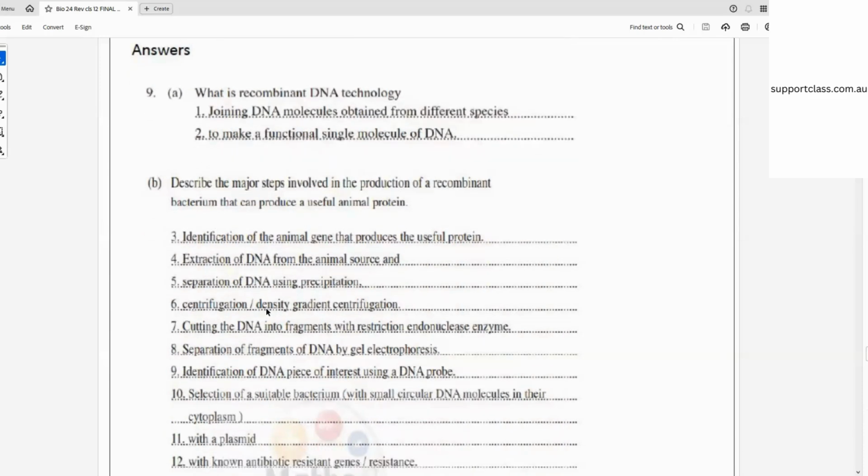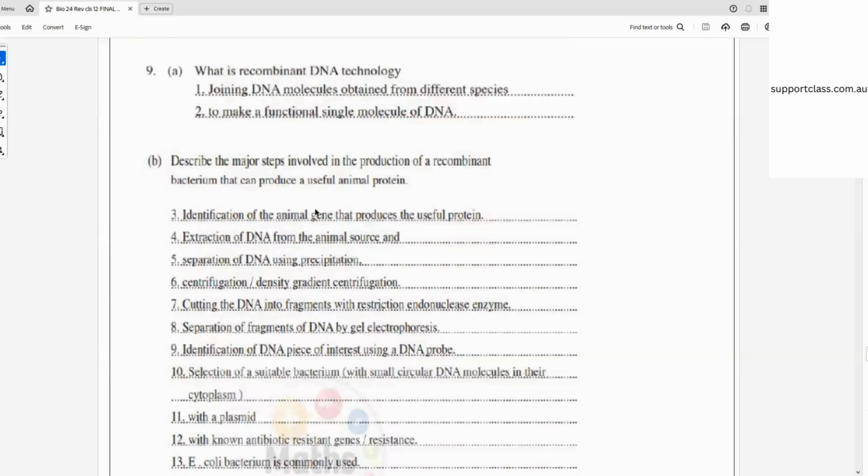All good. So first of all, identify the animal gene that produces a useful protein. So what kind of useful protein can we make? Can we make all animal proteins in bacteria or not? The animals are, for example, mammalian. We are mammalian too. So our DNA is in chromosomes. We have a eukaryotic system, right? We don't have plasmids. We don't have circular DNA.